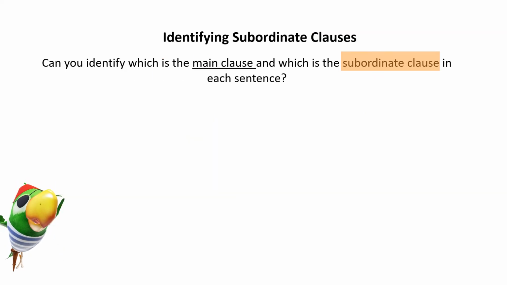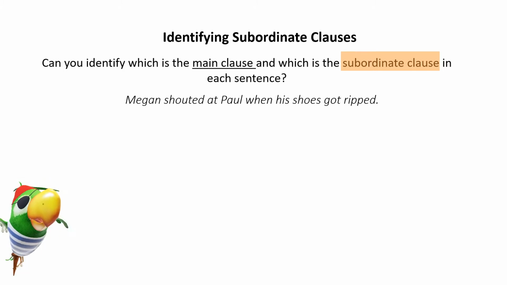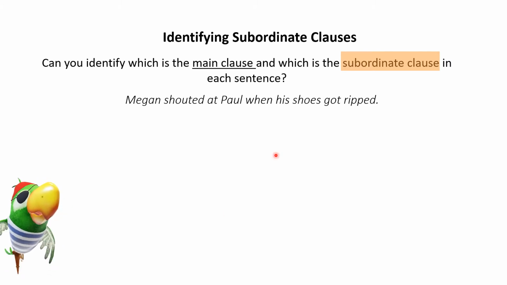Now, when we're identifying subordinate clauses, we need to think, what is the subordinate clause in each sentence? So here we have, Megan shouted at Paul when his shoes got ripped. So the first thing you might want to do is see if you can find where the subordinating conjunction is, which in this case would be when. So this would be the start of the subordinate clause. So the subordinate clause here would be when his shoes got ripped. And the main clause that makes sense by itself is Megan shouted at Paul.